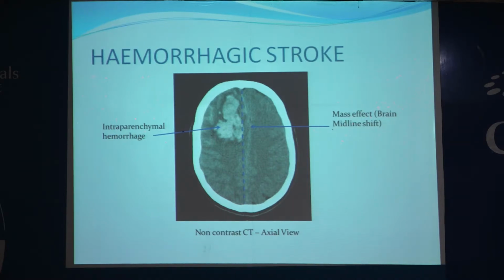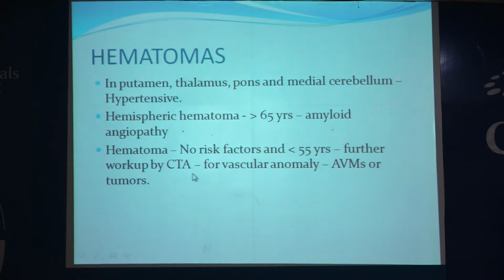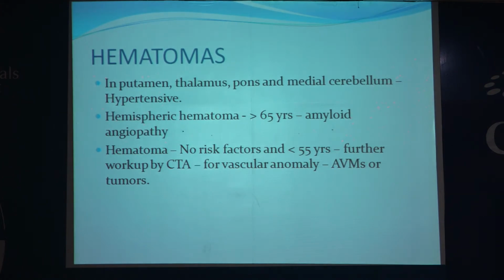In the hemorrhagic stroke, we see there is a parenchymal bleed here. This is a CT image showing a parenchymal bleed. This hypodense rim is the perilesional edema, and there is a midline shift. So this bleed is causing a mass effect. Based on the location of these hematomas also, we can sometimes identify the cause.